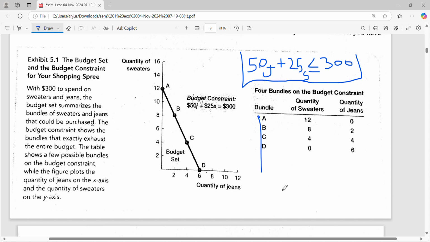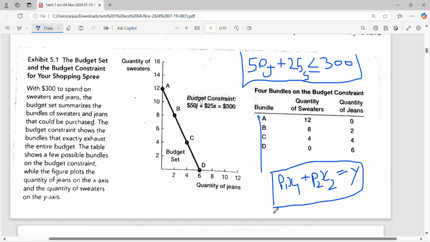That is, P1 X1 plus P2 X2 equal to Y. Y means the income. So here it is 300. This is the formula of the budget constraint.